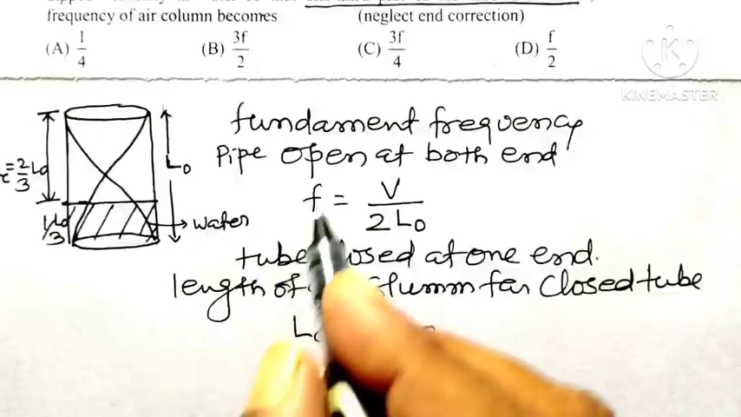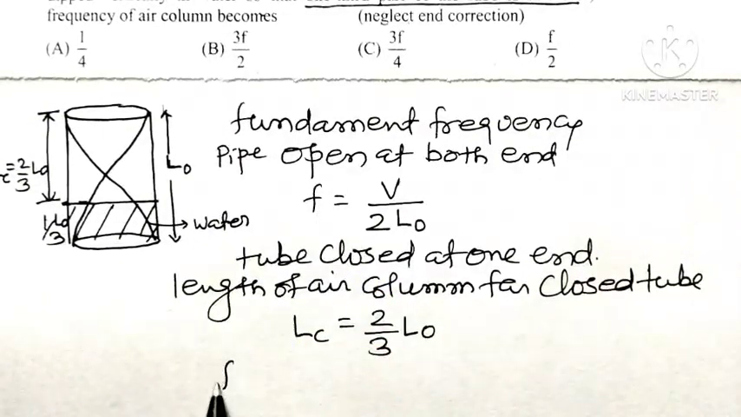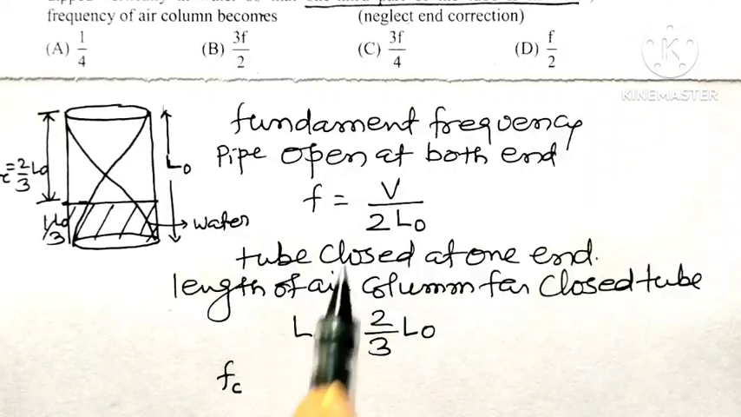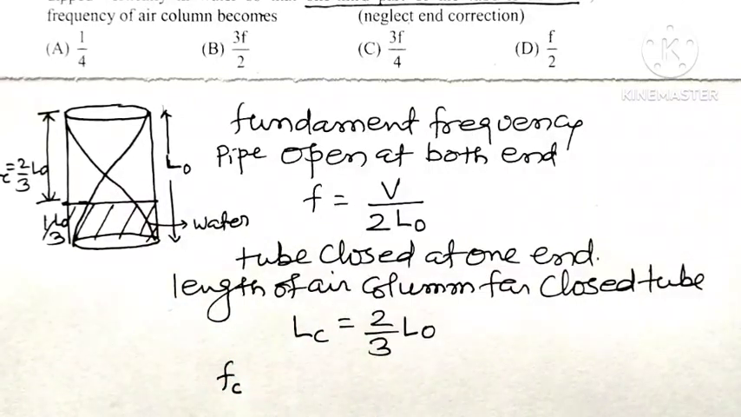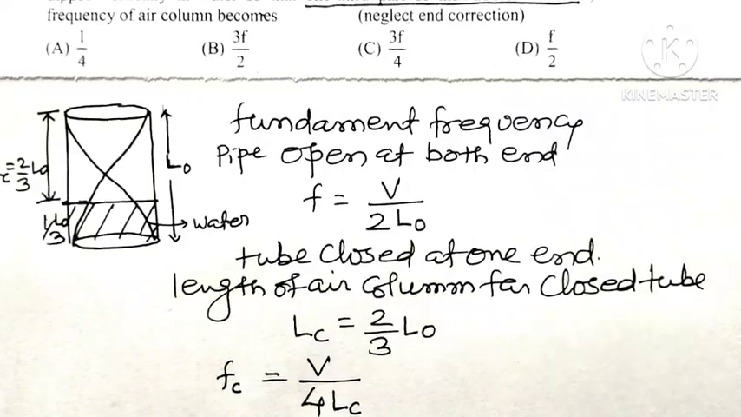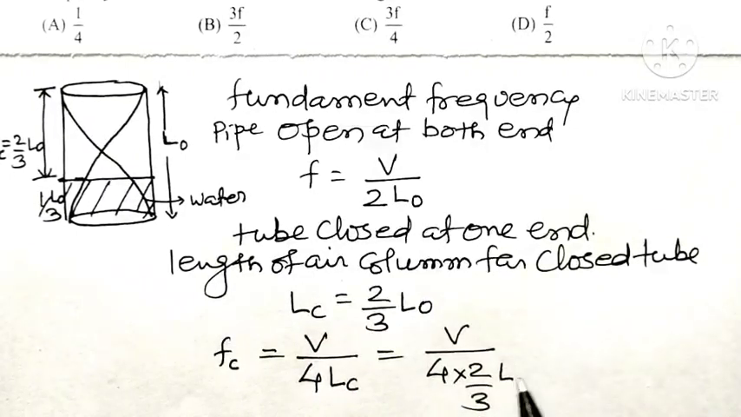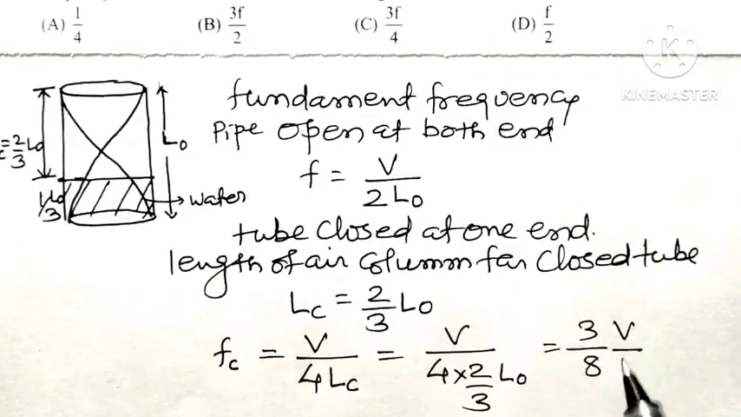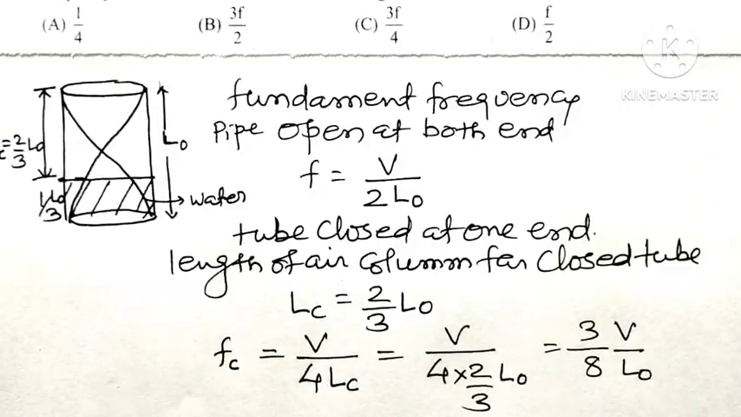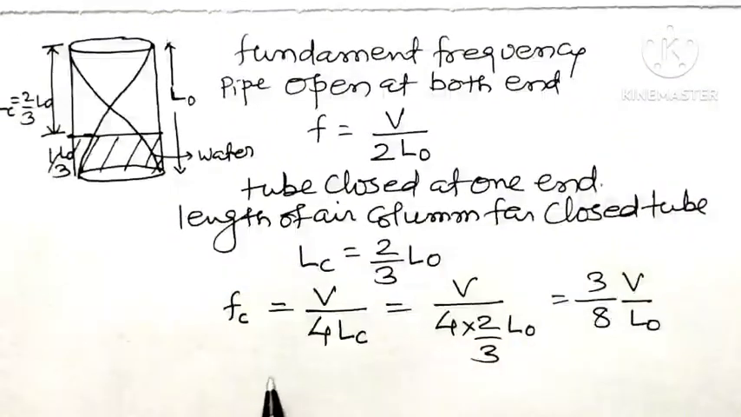Now what is the fundamental frequency of the air column for a tube closed at one end? We know that formula: for a tube closed at one end, it is V divided by 4 times LC, that is equal to V divided by 4 into 2 by 3 times L0, which is equal to 3 by 8 V divided by L0.